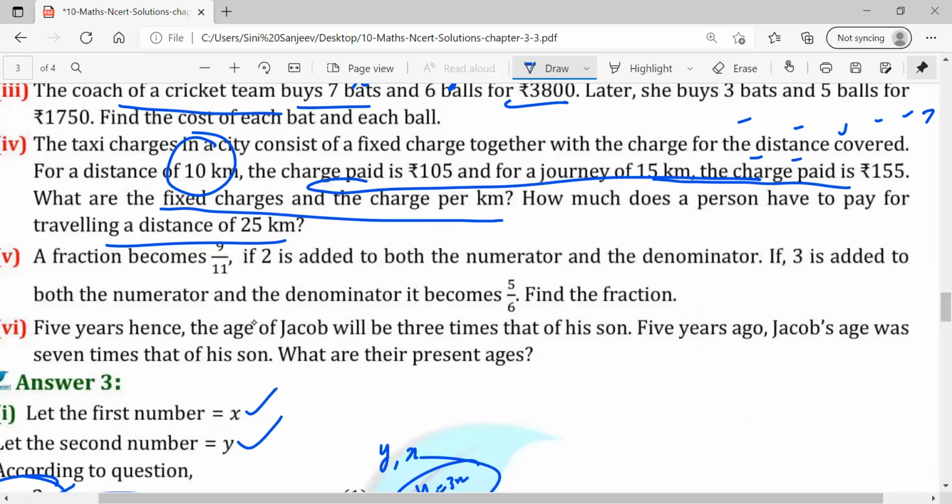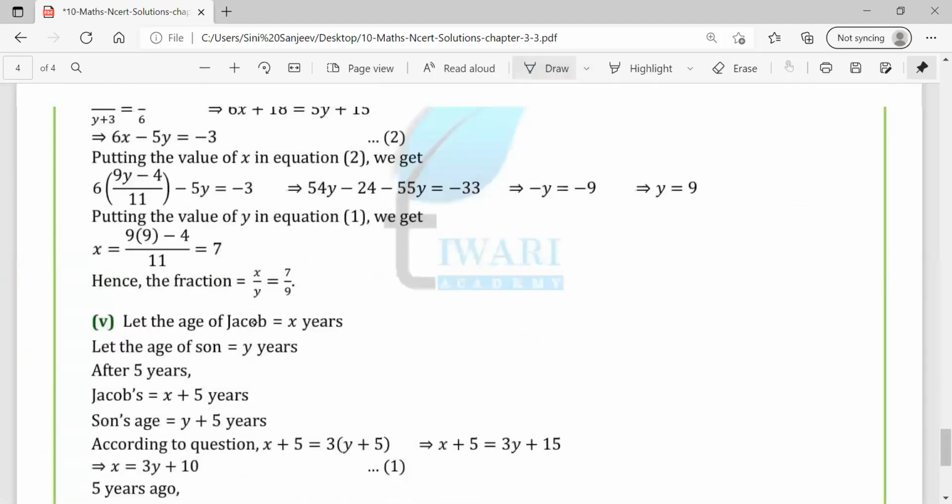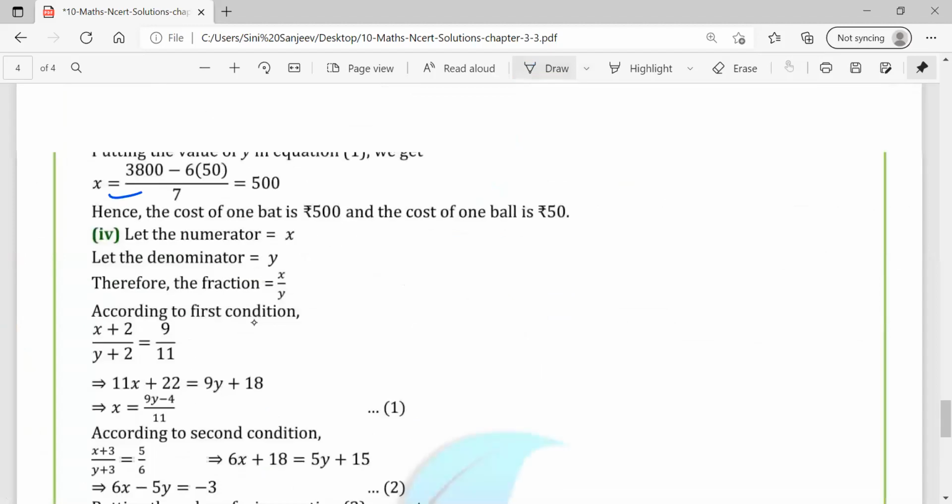So let's see, is the answer there in this? No, they have not given any answer for this question.